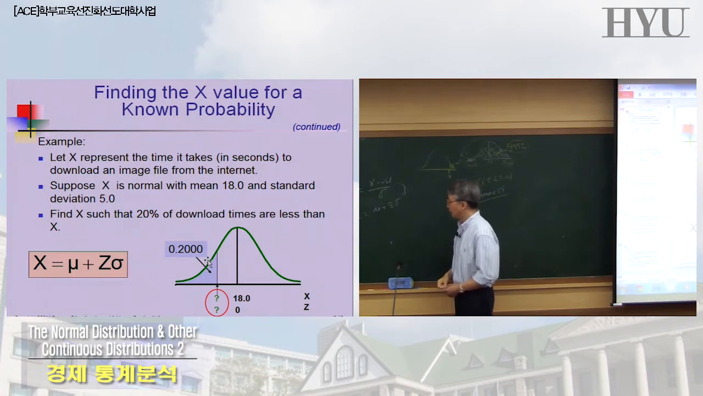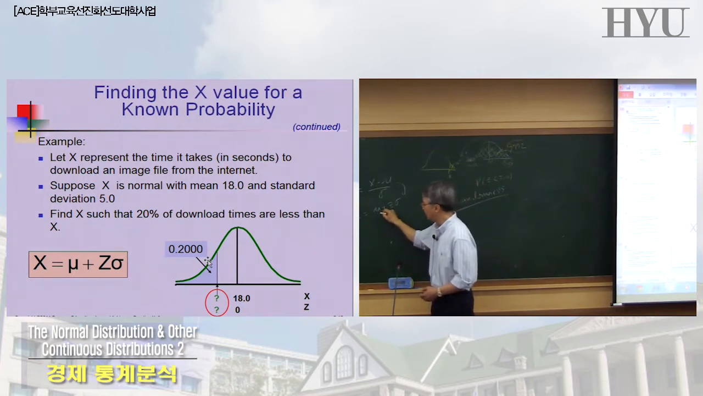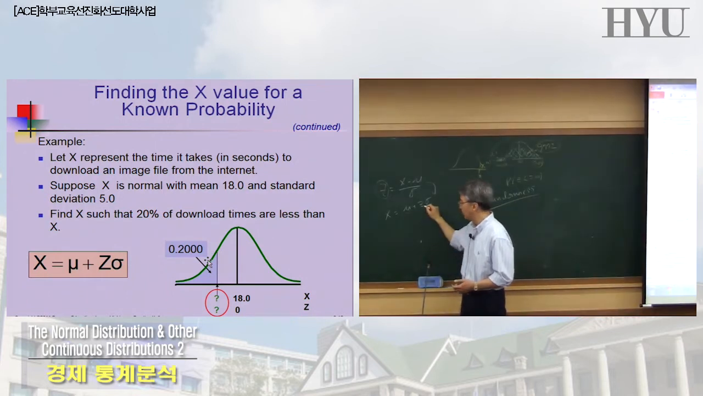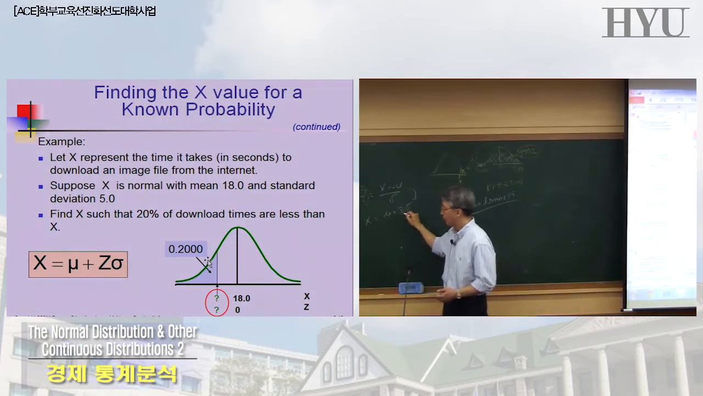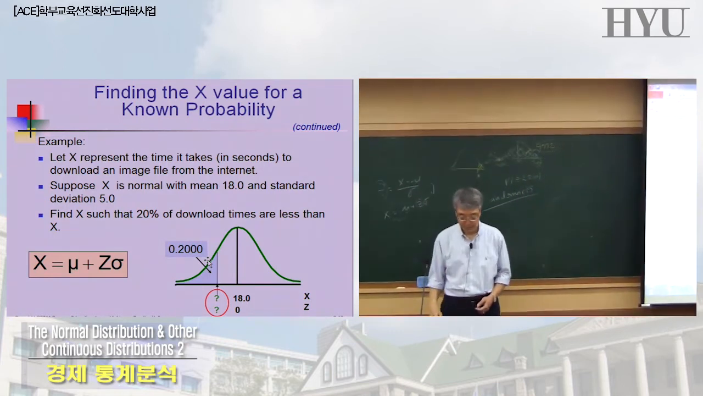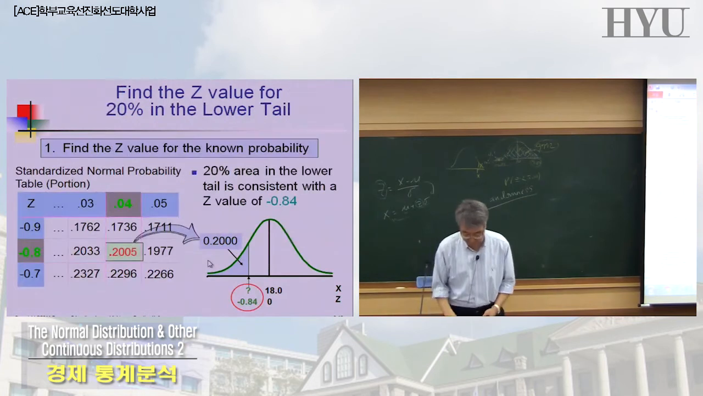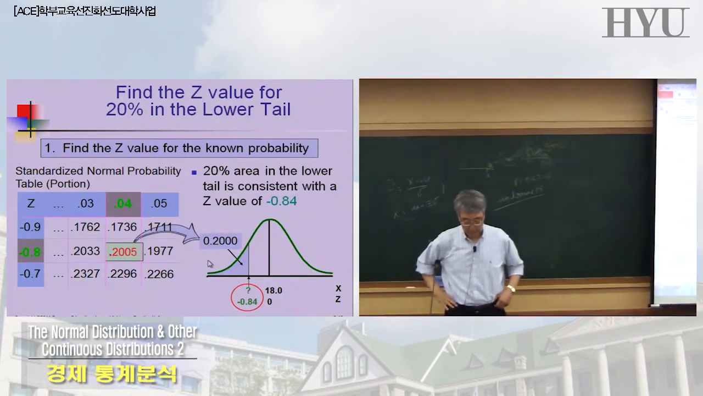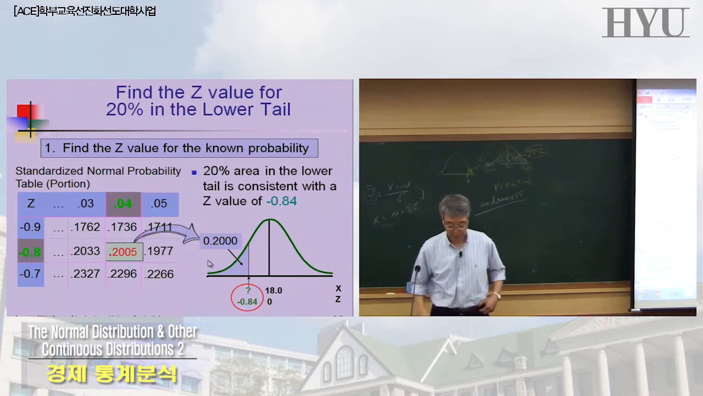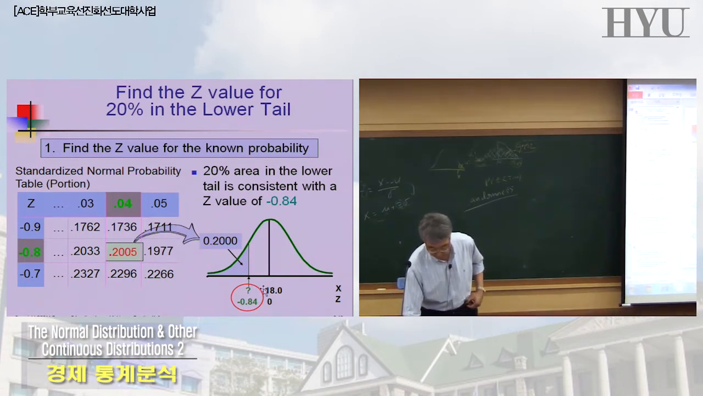So as long as you know the mean and standard deviation and the probability, based on the probability you can find the Z-score, right? And then you can find the X value. Okay? Well, here's an example. Using that particular example, you want to find out that particular X score, which is unknown at this point, which has 20% area to the left, right?